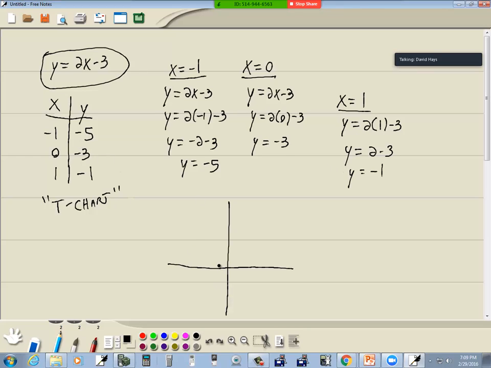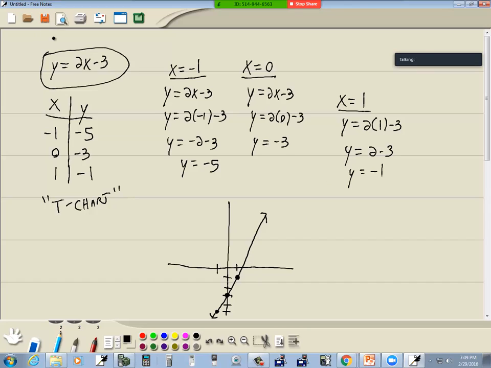Now -1, -5 would be right there. 0, -3 would be right there, and 1, -1 would be right there. Then after you plot those points, you just draw a line through them, as straight as I can draw it, and that would be your graph.